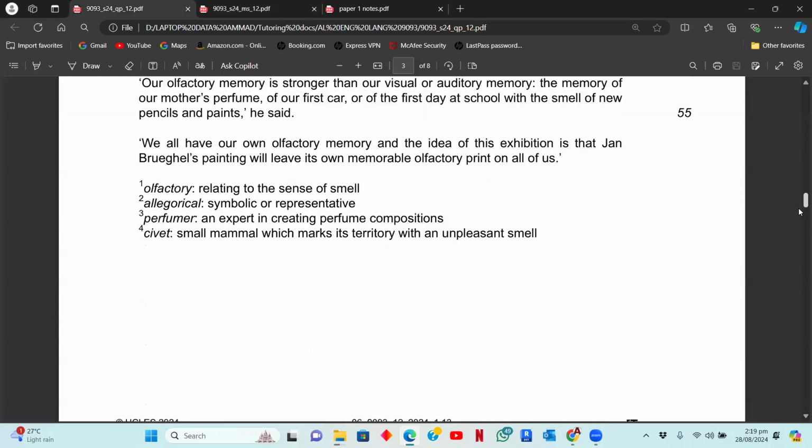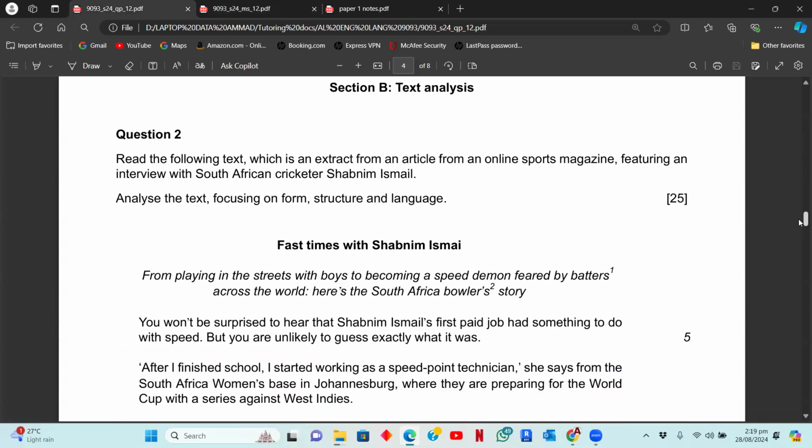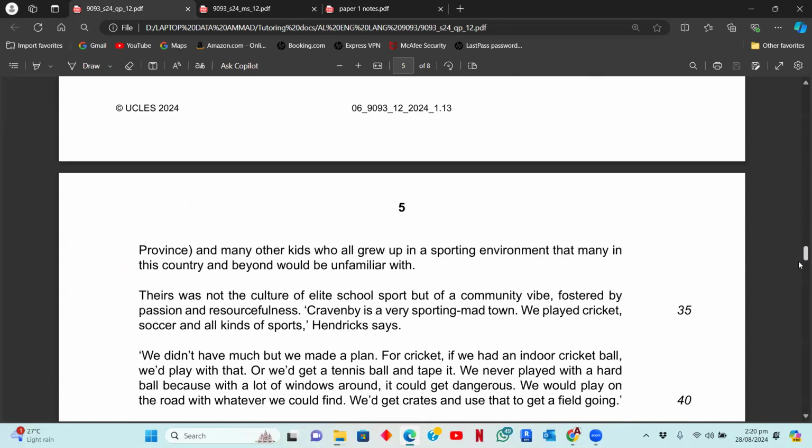Now, the second question is just the commentary. Read the following text, which is an extract from an article from an online sports magazine featuring an interview with South African cricketer Shabnam Ismail. Analyze the text, form, structure, and language. Now, in the second one, you just have one piece of writing. This is not a comparative analysis in section B. This is just commentary on what's written.